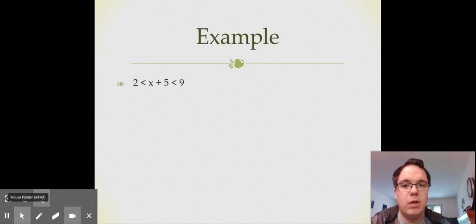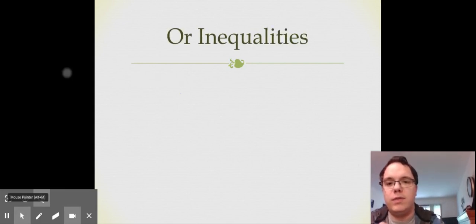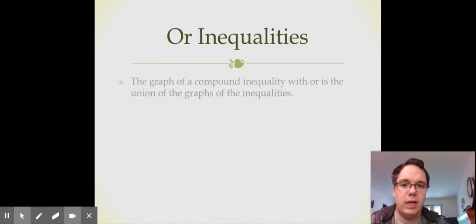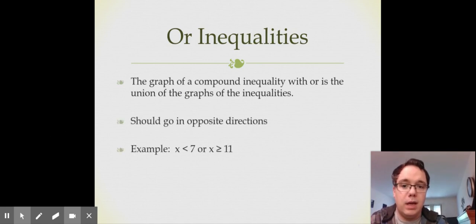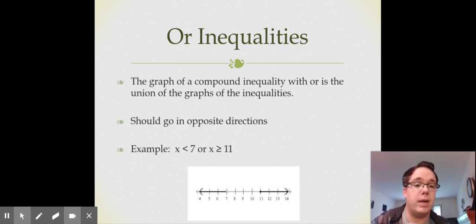And inequalities give us a range of values from least to greatest, or inequalities give us two separate directions. So a compound inequality is considered the union of two graphs because it's just two graphs put on one number line. And they should always go in opposite directions because it's an or.